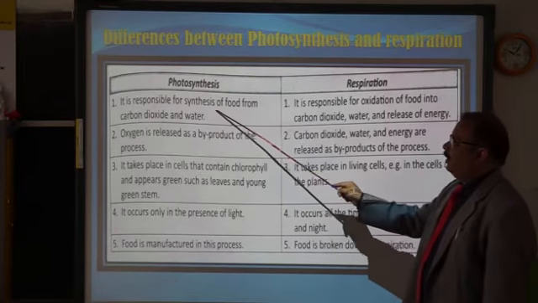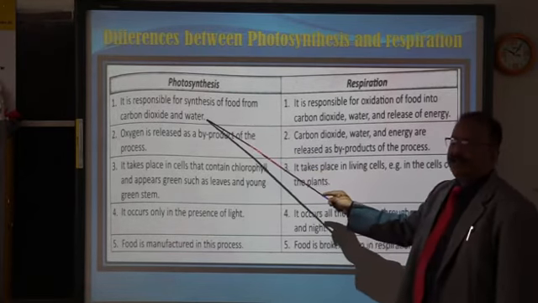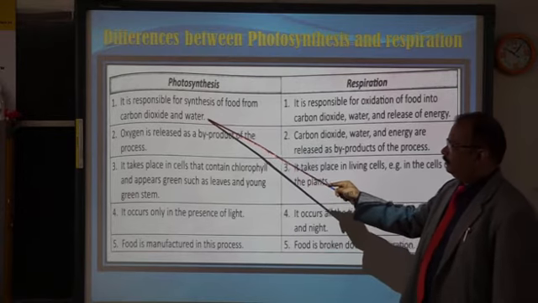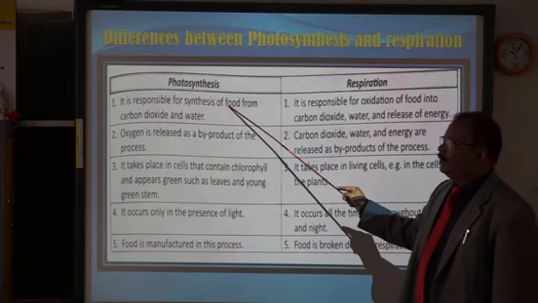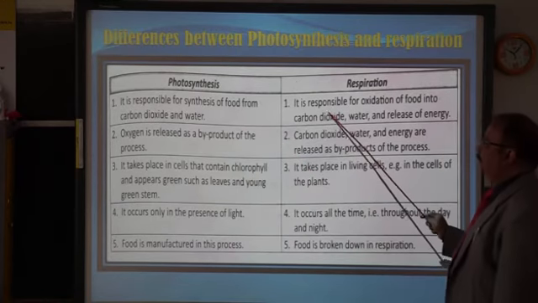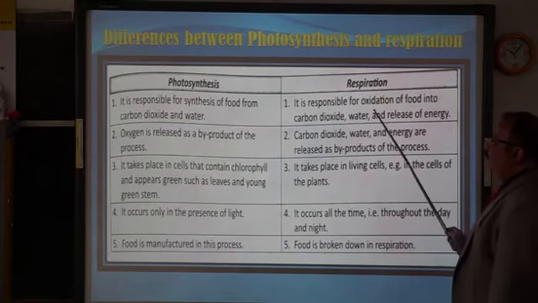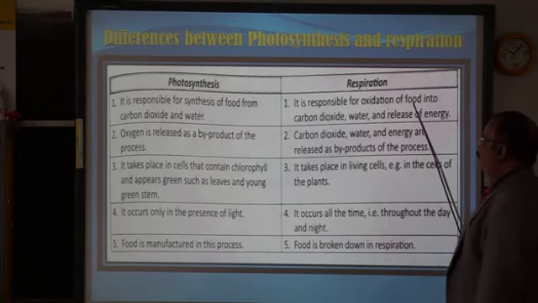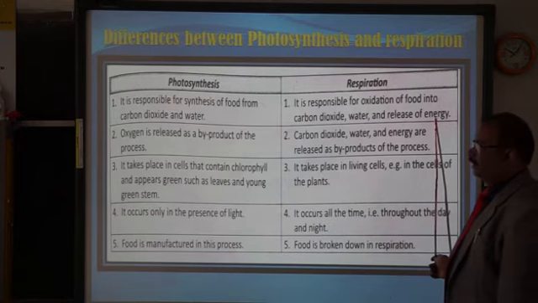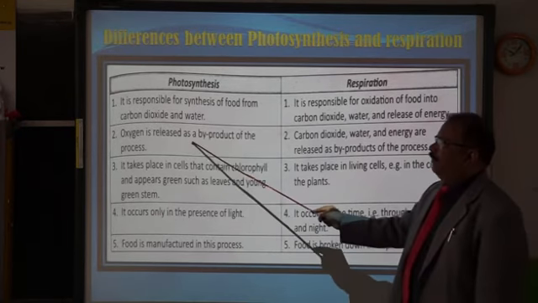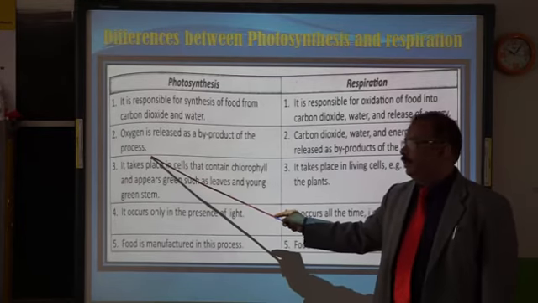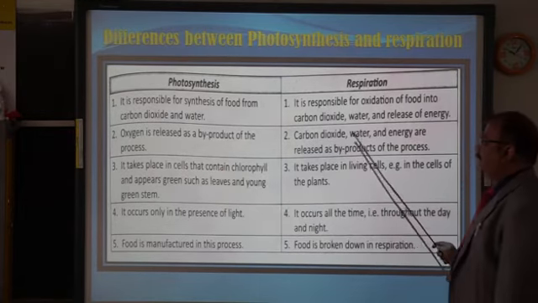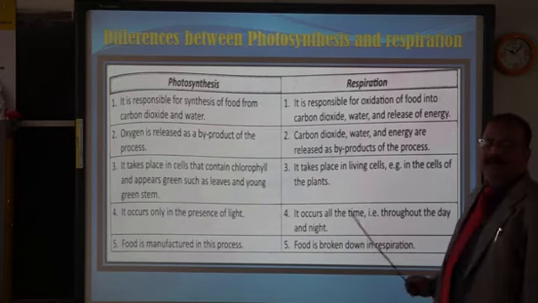Photosynthesis is responsible for the synthesis of food from carbon dioxide and water. That means food is made here, the glucose is synthesized. But respiration is responsible for the oxidation of food, breaking down of food or glucose into carbon dioxide and water, and energy is also released in this process. In photosynthesis, oxygen is released as a byproduct. In respiration, carbon dioxide, water, and energy are released as byproducts.